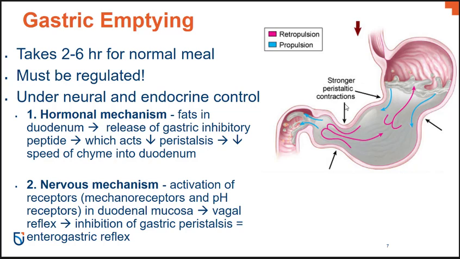So we control it primarily by two mechanisms. One is hormonal and one is nervous. So hormonal being related to the endocrine system, and nervous will sometimes be referred to as neural control. Fats and other nutrients in the duodenum. So when fats and nutrients are present here, this will stimulate the intestinal mucosa to release a hormone called gastric inhibitory peptide, so GIP.